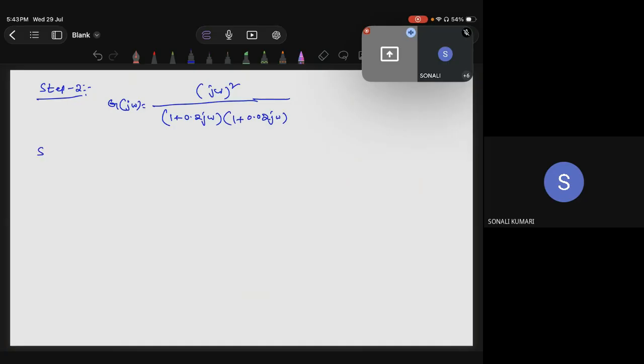Now we form a table. So let us say serial number, term, then corner frequency, which is in radians per second. Then we say slope, then finally change in slope.